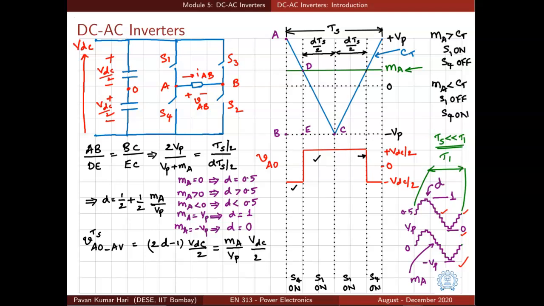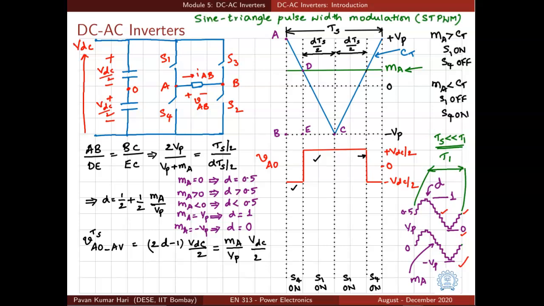So we are generating pulses of variable duty cycle, or the width of these pulses is being modulated. And how is this being modulated? It is being modulated using two functions, a sinusoidal function and a triangular function, and that is why this method of pulse generation is known as sine triangle pulse width modulation.